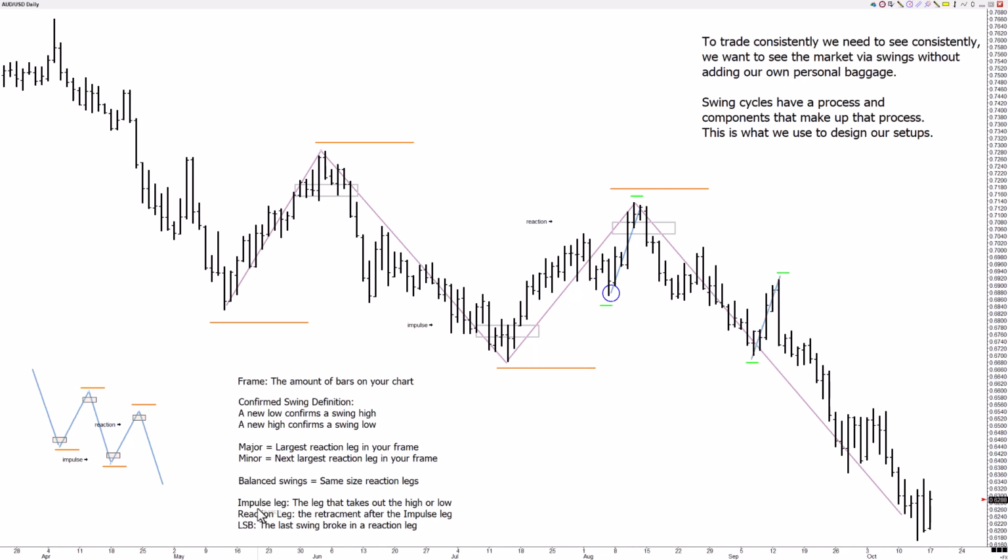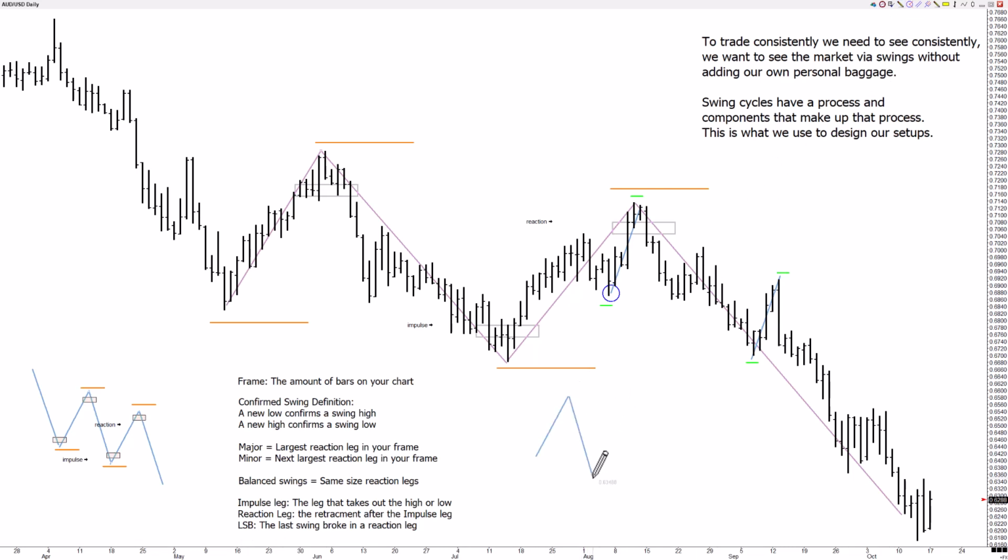And then I have the definition for impulse leg, right? It's impulsive. It's what's taking out the low. Impulse. Or vice versa, taking out the high. Reaction is the retracement of that. And the last definition is LSB. So we're just going to touch on that.